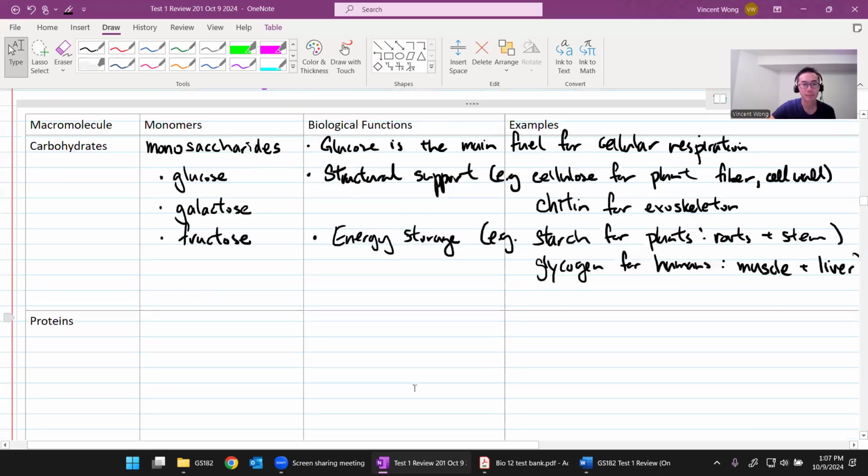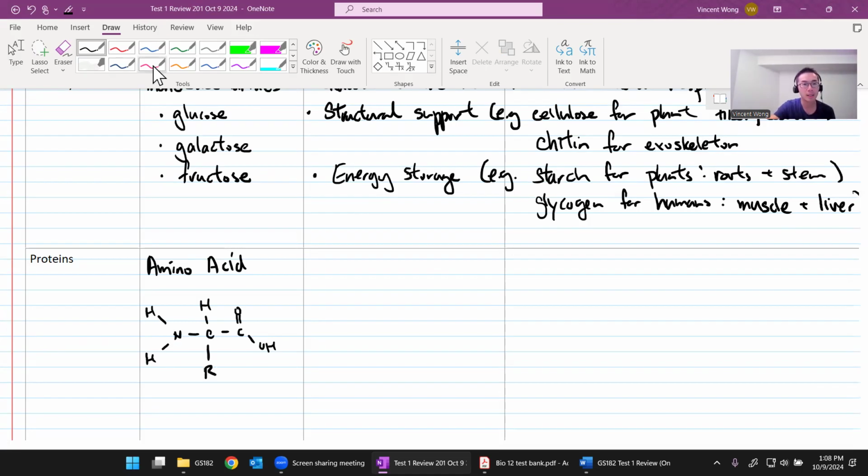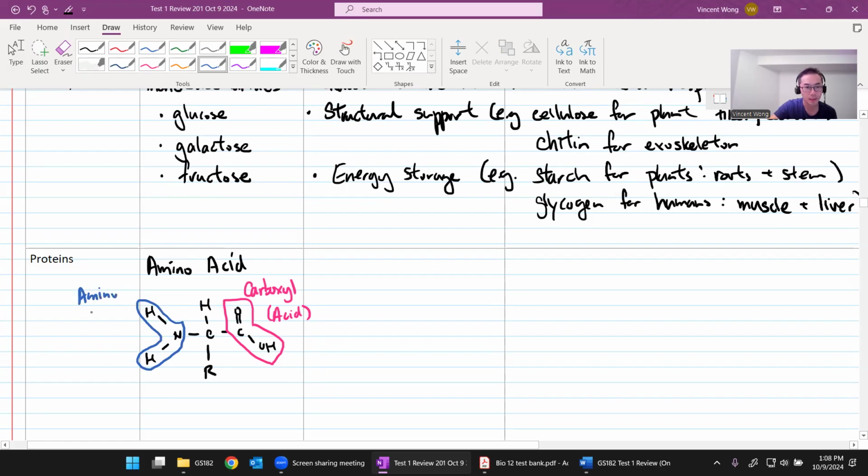Proteins. Okay, so the monomer for proteins is amino acid. I'm just gonna quickly draw an amino acid for you. Not that I'm gonna ask you to draw it on the test, but you should know that the amino acid has a carboxyl group, which makes it acid. And then there is an amino group, which makes it base.